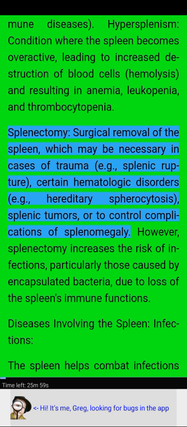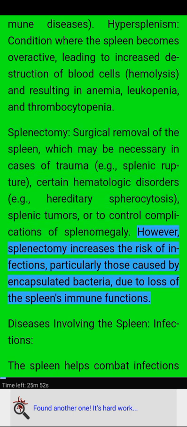Splenectomy, surgical removal of the spleen, which may be necessary in cases of trauma, e.g., splenic rupture, certain hematologic disorders, e.g., hereditary spherocytosis, splenic tumors, or to control complications of splenomegaly. However, splenectomy increases the risk of infections, particularly those caused by encapsulated bacteria, due to loss of the spleen's immune functions.